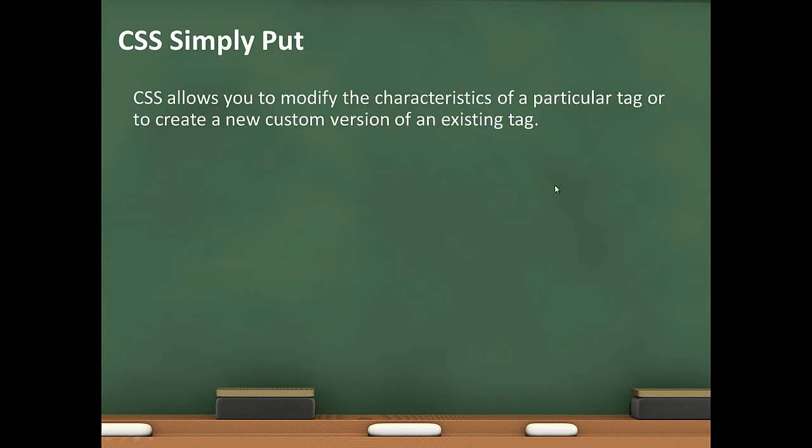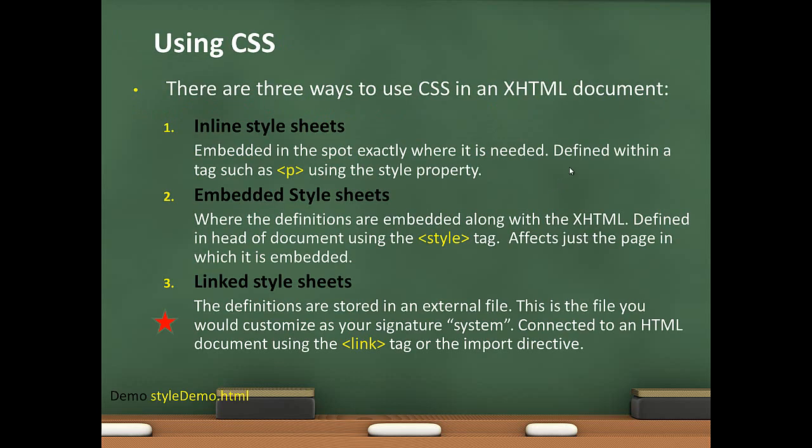So I guess if you're going to simply put what the purpose of cascading style sheets is: to allow you to modify the characteristics of a particular tag or create a new custom version of an existing tag. And it's not just an existing tag. It could be tags or regions. You're going to find out that there's so much more that we can do with that.